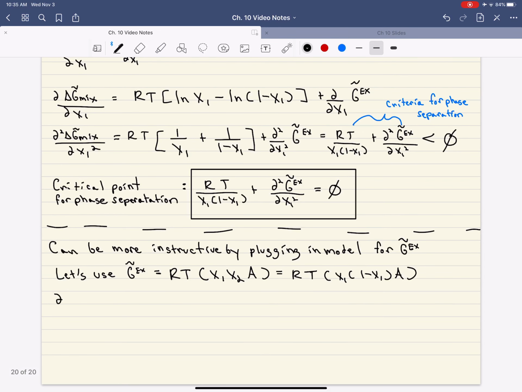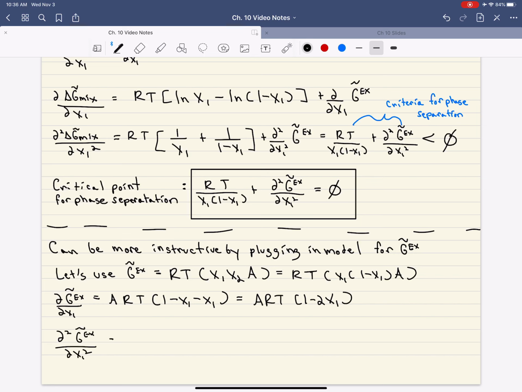And so if we take the first derivative of this, I'm going to pull out the A, which is not a constant. Remember, this is a function of temperature. So with ART, we get 1 minus x1 minus x1, which gives us ART (1 minus 2x1). And then if we take the second derivative, we get minus 2 ART. Okay?